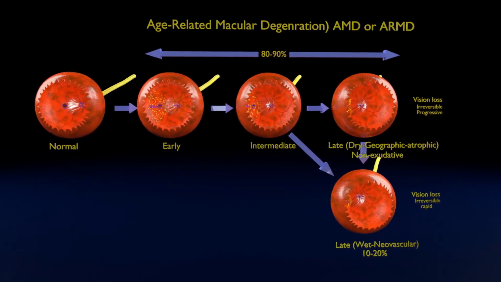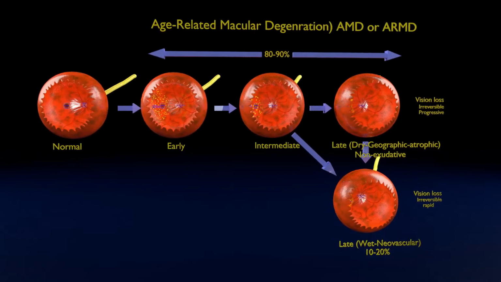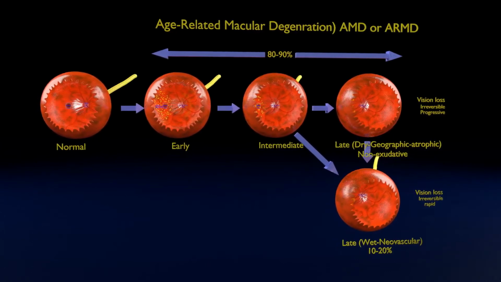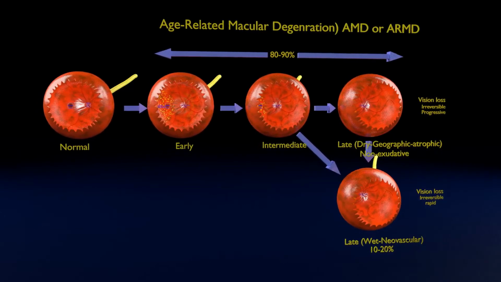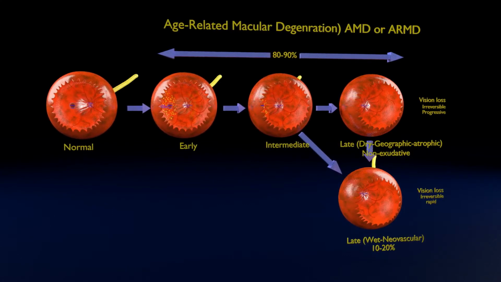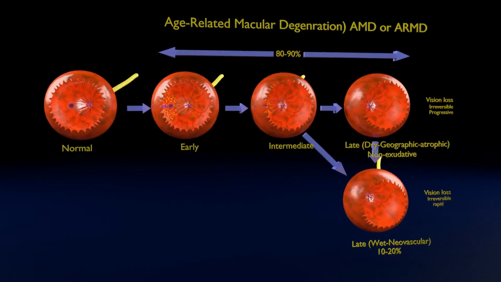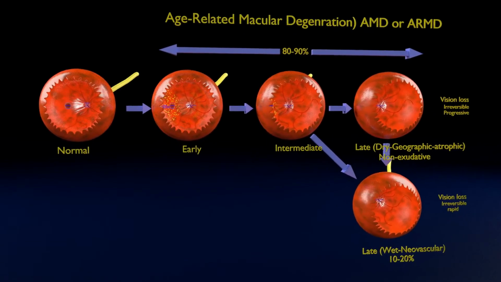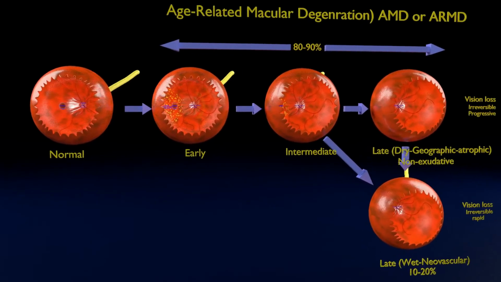Age-related macular degeneration has 3 stages of progression: early, intermediate, and finally the late stage, which is further of 2 types: the dry or geographic or atrophic or non-exudative type, and the wet or neovascular type.